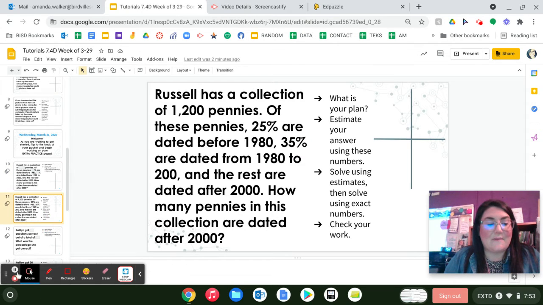So as we are coming up with that plan, let's look at our actual numbers here. Okay, we now know that our entire collection has 1,200 pennies. 25% of those are dated before 1980. There's a few different ways that we could set this up, right? We know that when we're working with percentages, percents are out of 100.